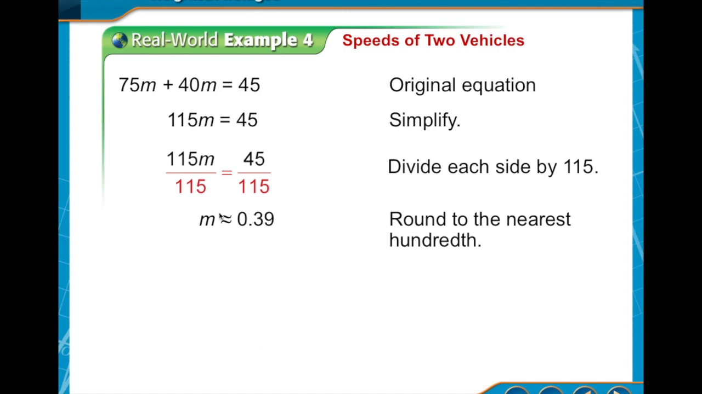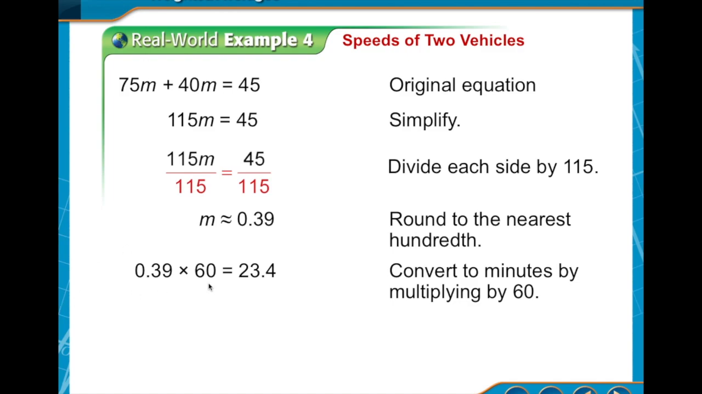We get m to be about, if we round, 0.39. And remember, the units we said for m were hours. So m is 0.39 hours. That's not that useful for us to know. We want to know if it's less than 1 hour, how many minutes is that? If we want to convert hours to minutes, we multiply by 60. So we convert 0.39 times 60. How many minutes does the operator have to warn? 23.4 minutes.